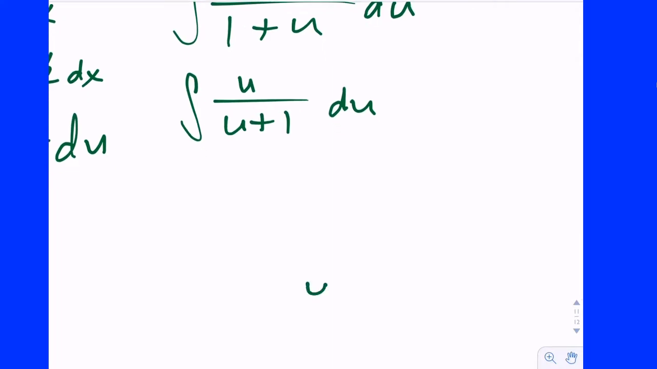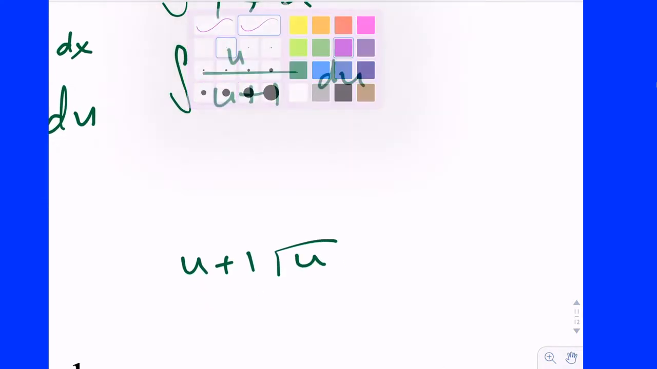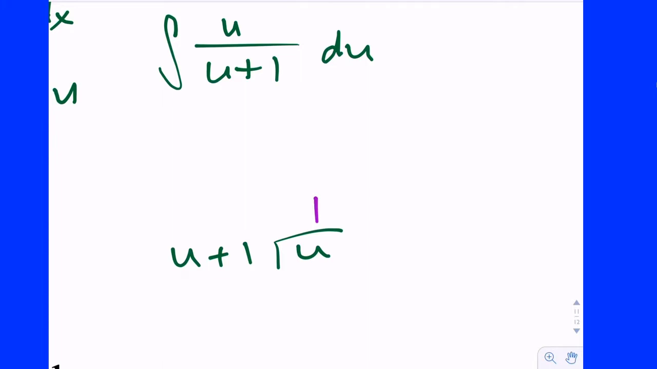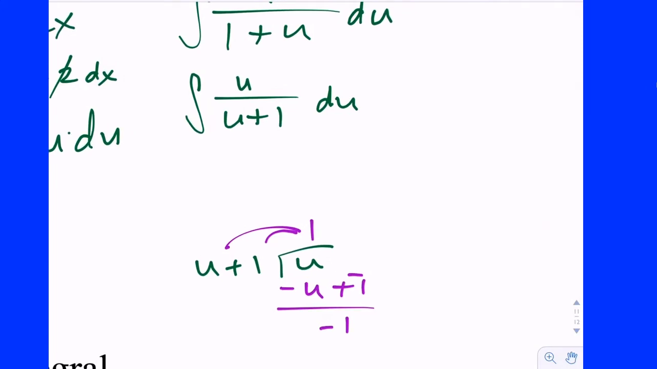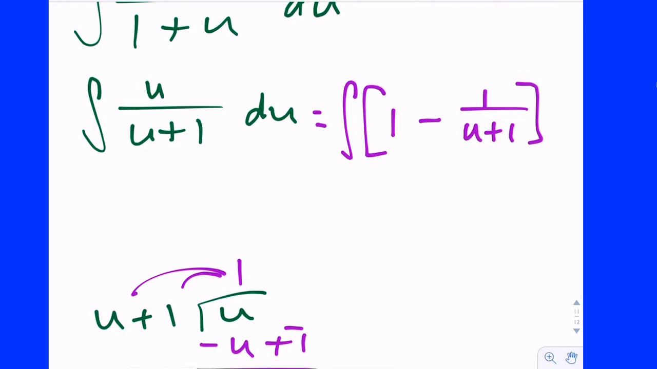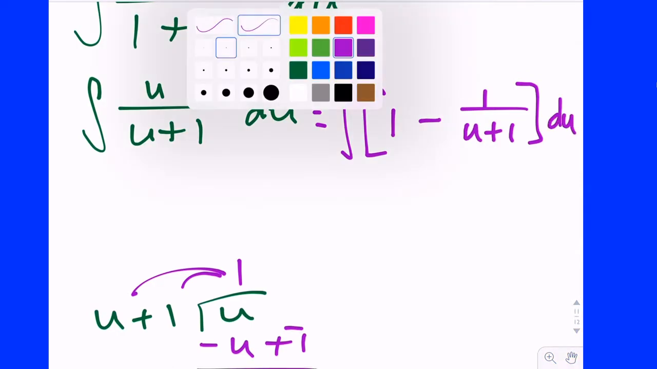So here we go. We're going to have u divided by u plus 1. How many times does u go into u? U goes into itself one time. You're left with u plus 1. You subtract, you get minus 1. Does u go into negative 1? No, u doesn't. So this becomes the integral of the quotient 1 plus the remainder, which is really minus 1, over u plus 1 du. And now we've got it, right?